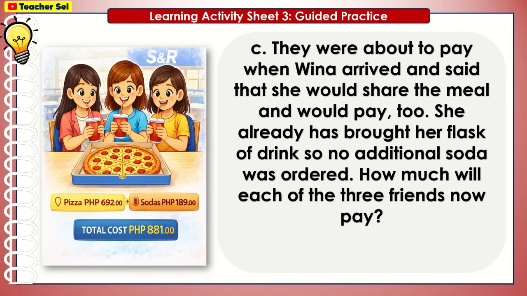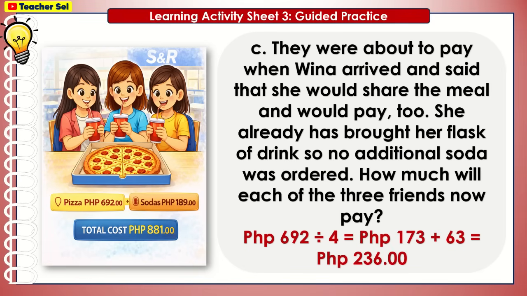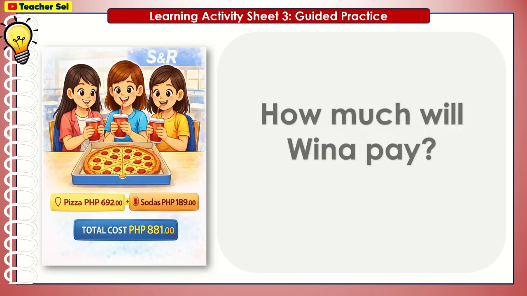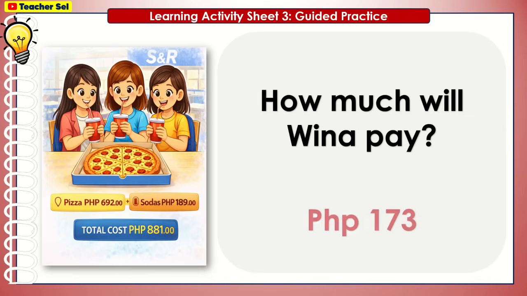They were about to pay when Wina arrived and said that she would share the meal and would pay too. She already has brought her flask of drink, so no additional soda was ordered. How much will each of the three friends now pay? 692 pesos divided by 4 is equal to 173 pesos plus 63 is equal to 236 pesos. How much will Wina pay? 173 pesos.